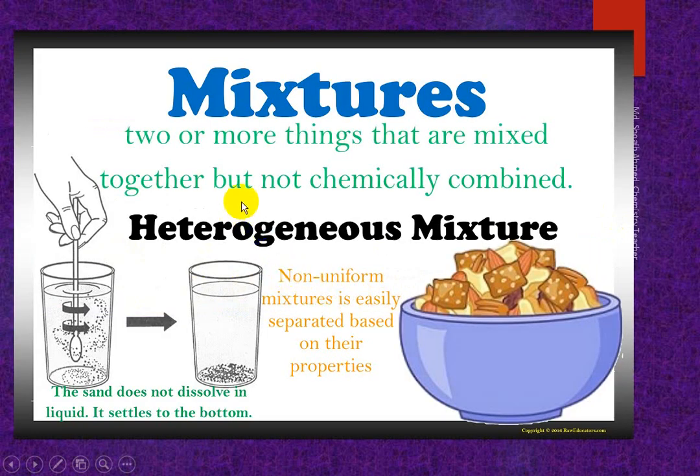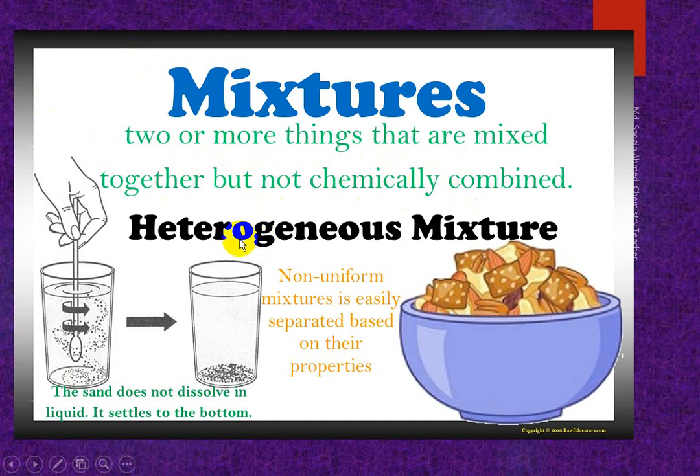Look, this is a mixture: water and sand mixture. Here is a biscuit and other snacks. This is a mixture also. A mixture is two or more things that are mixed together but not chemically combined. These two or more substances are not chemically combined, they are separate. So what is a mixture? A mixture is two or more things that are mixed together but not chemically combined.